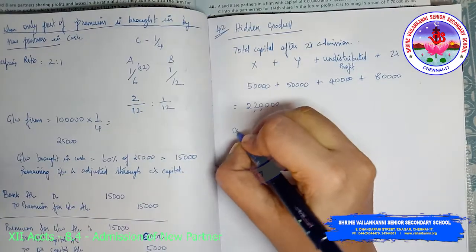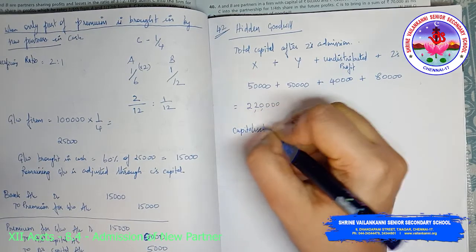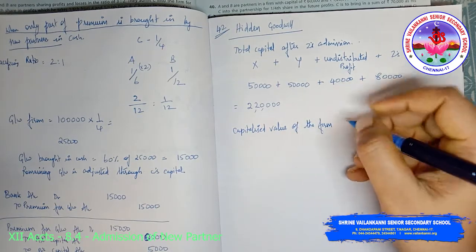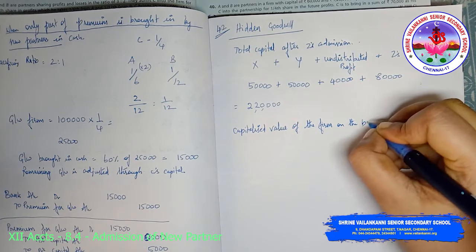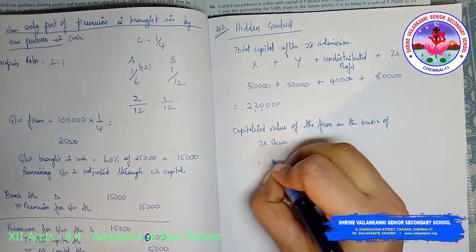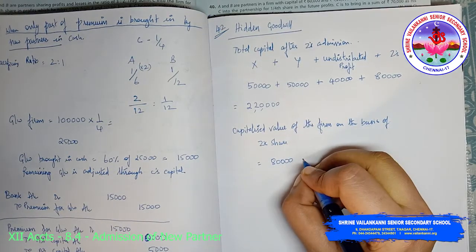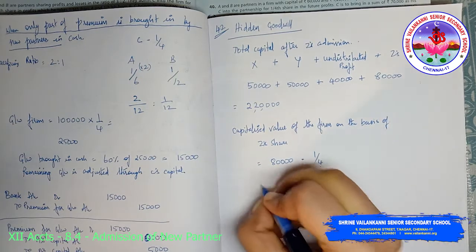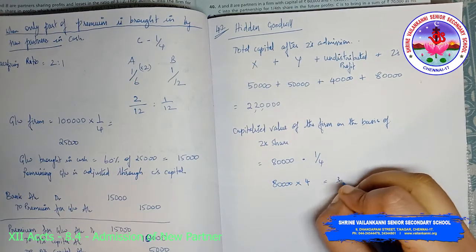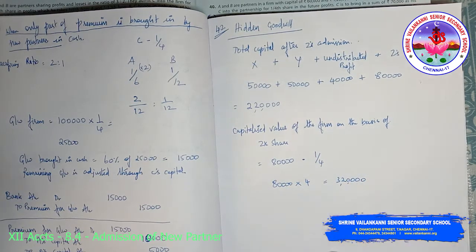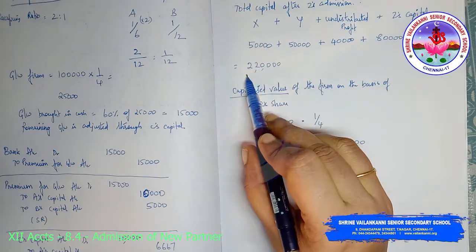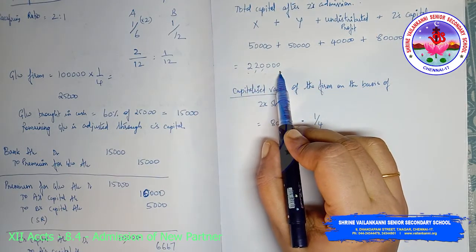Now what is the capitalized value of the firm? Capitalized value of the firm on the basis of Z's share, which is 80,000. 80,000 capital he is bringing in for 1/4. What is the total capital if it is 100%? So it is 3,20,000. So 3,20,000 is the capitalized value of the firm, but the actual total capital that's coming is 2,20,000, which means there is a hidden goodwill.